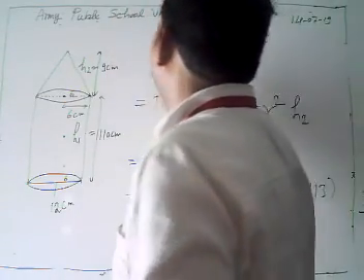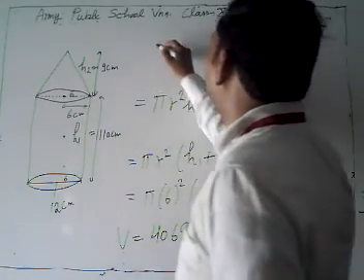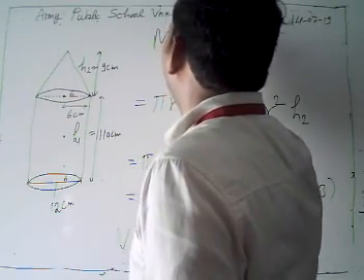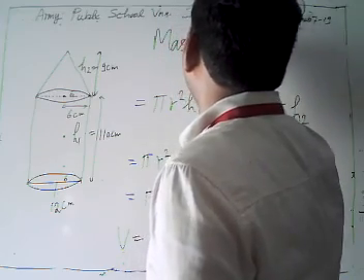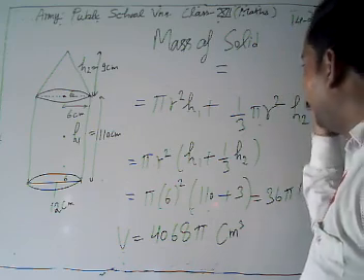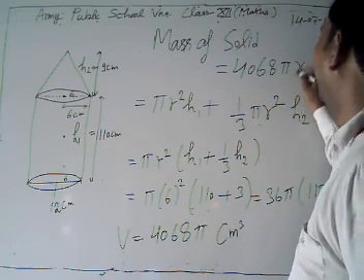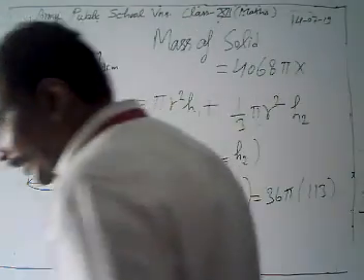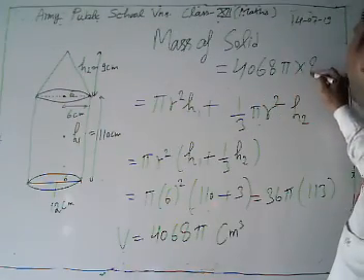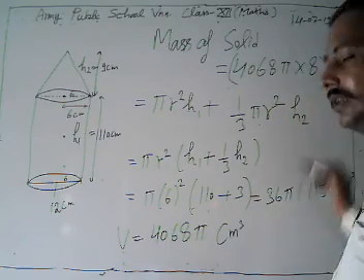Now our volume is in centimeter cube. Now the mass of the solid is what? Volume is 4068 pi into the 1 centimeter cube, it's 8 gram into 8. Solve this, then we get our required answer in gram.